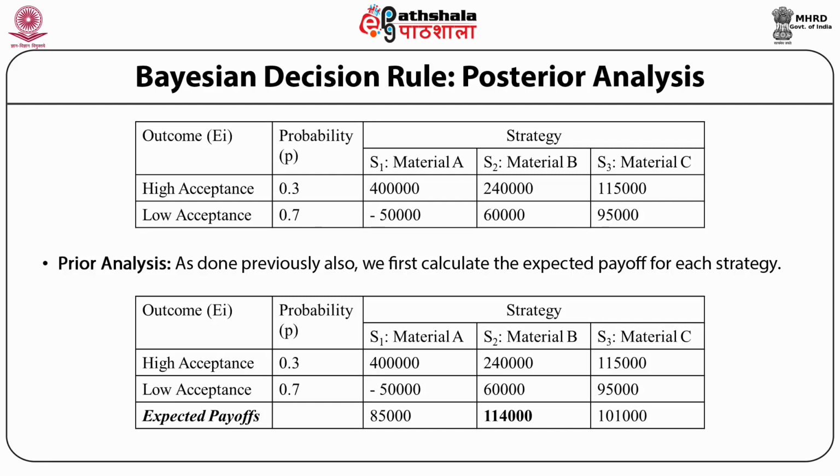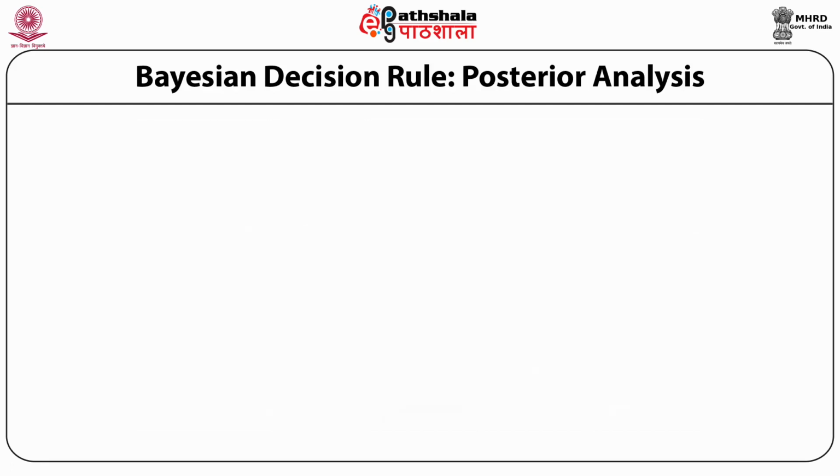So here you can see that for both outcomes we can calculate the expected payoffs for strategy S1, strategy S2, and strategy S3. So the value of the highest payoff is rupees 1,14,000 and its corresponding strategy would be S2. It means the manufacturer is advised to use the material B while manufacturing the tire. Now we wish to improve this decision making.